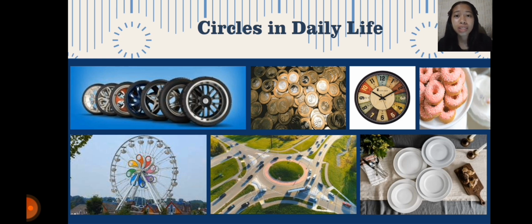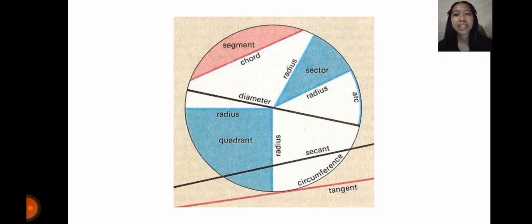Ferris wheels and roundabouts. Circular structures are used in amusement rides and road designs to facilitate movement and efficiency. To better understand circles, let's look at their different parts.